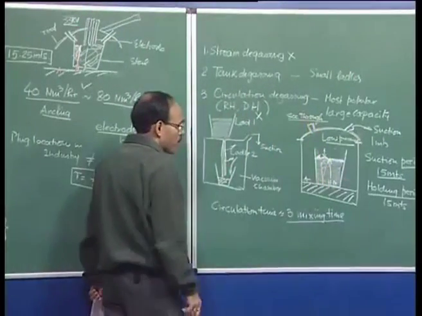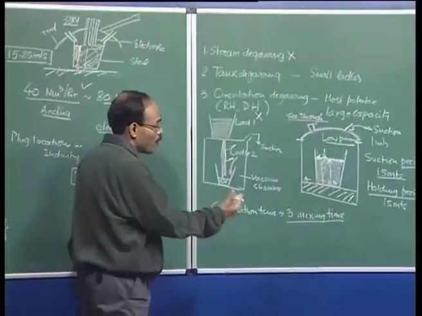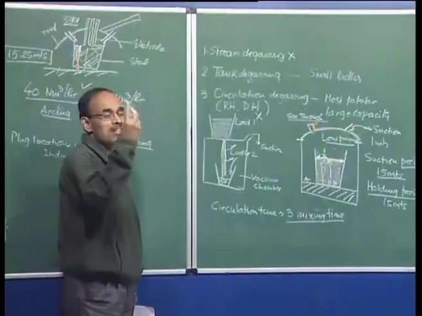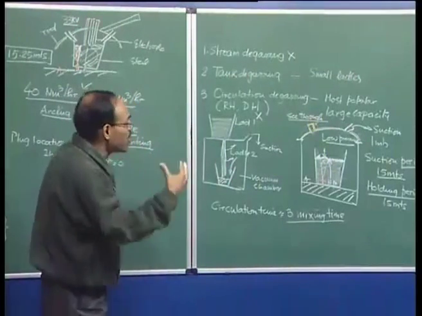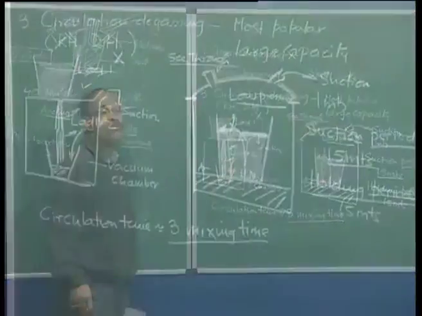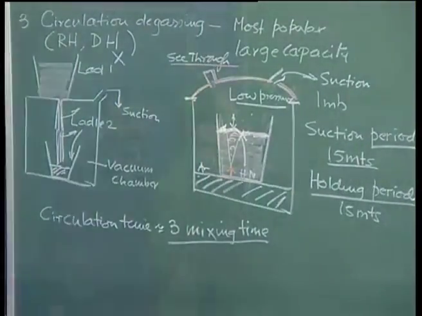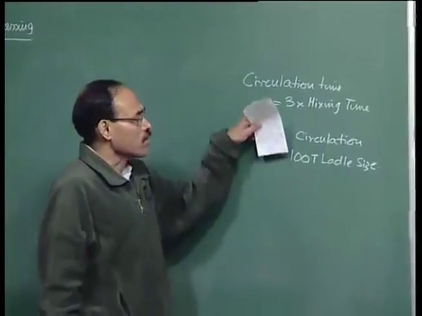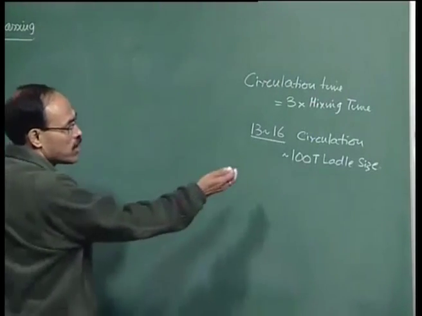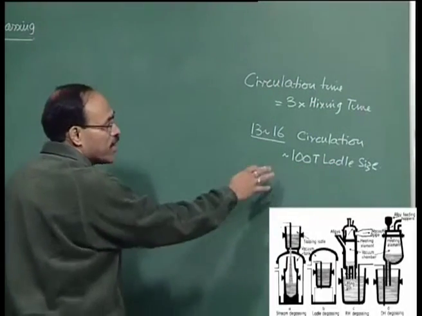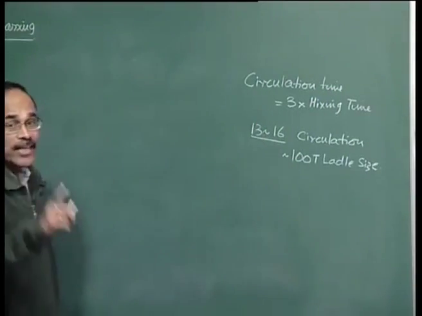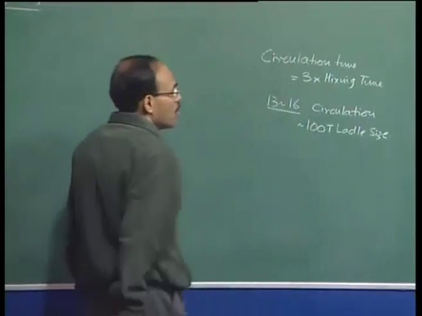That means one circulation of the steel in the system could be about 3 times longer than the mixing time, and we may need 8 or 9 or 13 or 14 circulations depending on the level of final attainable hydrogen and nitrogen. Accordingly, knowing the mixing time, we should be able to find out the processing time. The number of circulations actually necessary could depend on the size of the ladle, and just to get an idea, for a 100-ton ladle about 13 to 16 circulations may be necessary, and each circulation time corresponds to about 3 times the mixing duration.